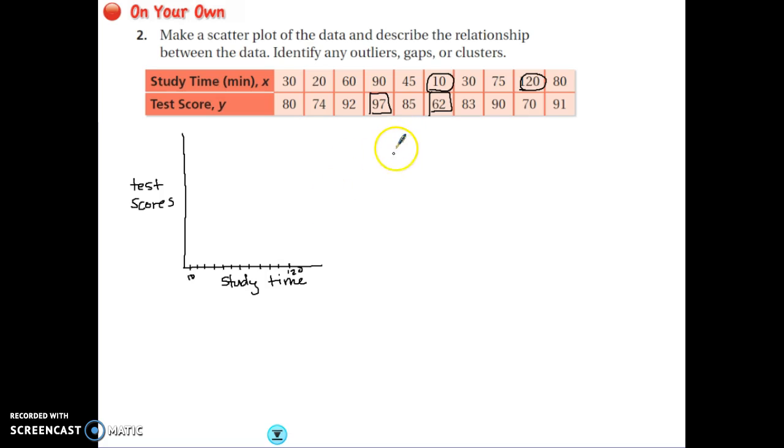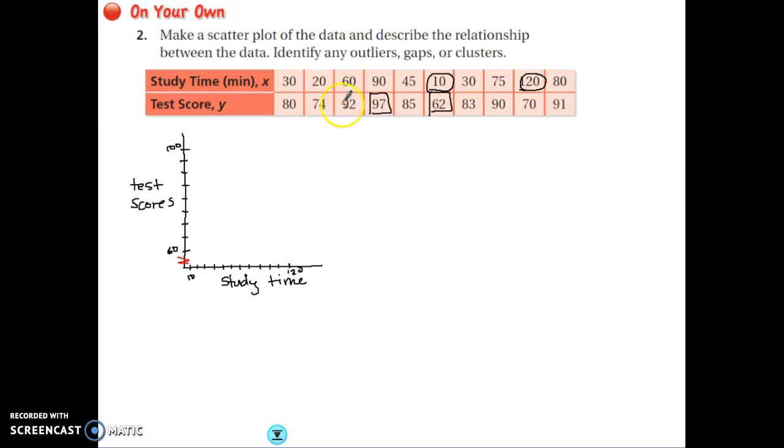So I'm not going to number from 1 to 62. I'm actually going to skip a whole bunch of numbers. So down here in my graph, I can draw this little symbol that says I'm going to skip a whole bunch of numbers and start at 60. And then from there, it might be a good idea to count by either 2s or 5s. I'm going to go ahead and count by 5s. So 60, 65, 70, 75, 80, 85, 90, 95, 100.